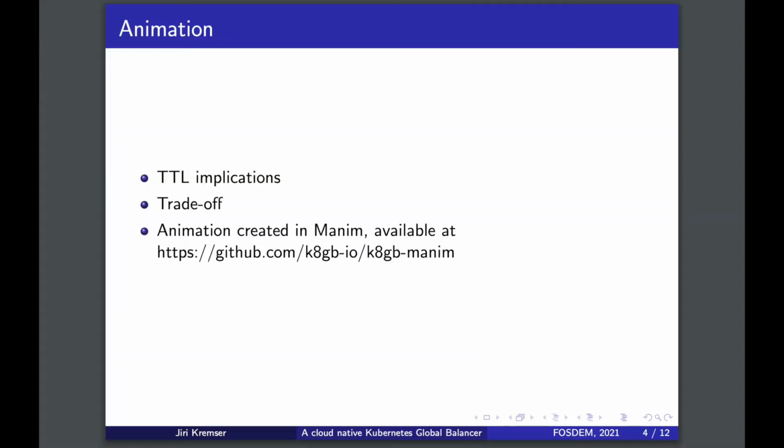In the animation, we have shown that the TTL was set to 30 seconds, so in the worst case, the user would have to wait for 30 seconds to see the switch, but the value can be set to something shorter. In that case, the switch would be done more immediately, but on the other hand, it would affect the DNS caches, and the user would have to ask more frequently for DNS resolving. So it's kind of a trade-off between those two qualities. The animation was created in the framework Manim and is available on this link.